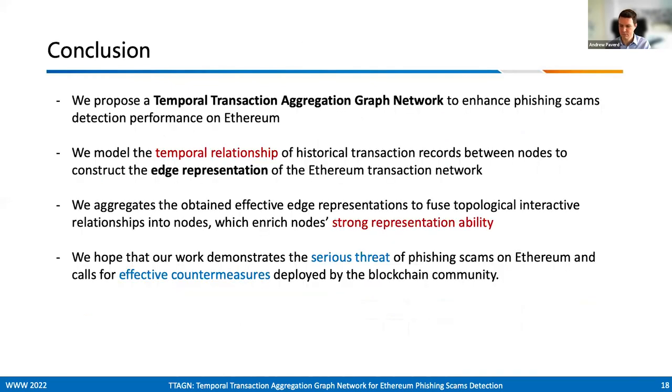Here is our conclusion. In this work, first, we propose a temporal transaction aggregation graph network to enhance phishing scam detection performance on Ethereum. Second, we model the temporal relationship of historical transaction records between nodes to construct the age representation of the Ethereum transaction network. Third, we aggregate the obtained effective age representation to fuse topological interactive relationships into nodes, which enriches nodes' representation ability. At last, we hope that our work demonstrates the serious threat of phishing scams on Ethereum and calls for effective countermeasures deployed by the blockchain community.